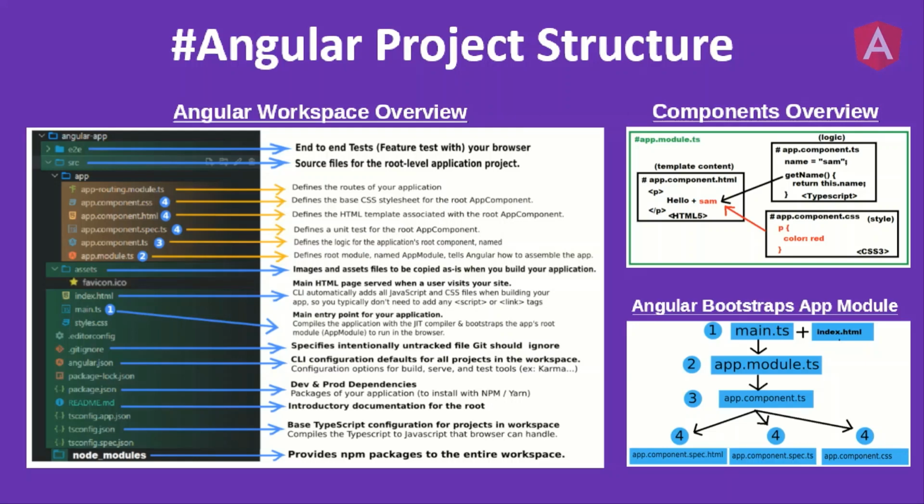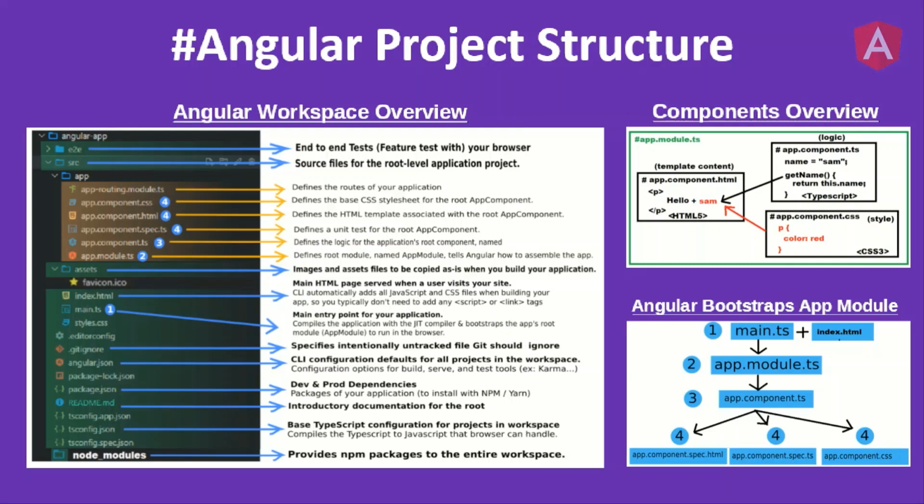E2E folder contains end-to-end tests for feature testing. End-to-end testing is performed using Protractor testing framework. Protractor can perform end-to-end tests running in a real browser by interacting with it, similar to that of an end user. The src folder contains the main code files of our Angular application.